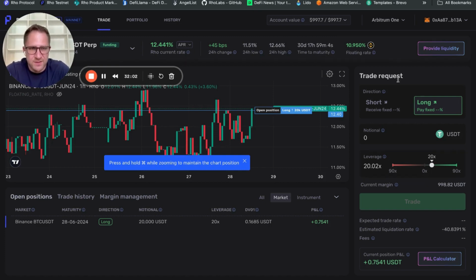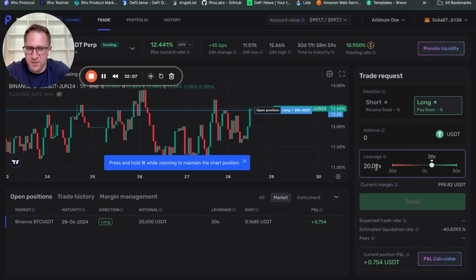The simplest way is basically to go to this trade request form, which, as you can see right now, shows the current shape of the leverage that you have, right? So you're at 20,000 notional, and your current leverage in the position is 20x. That's what your slider shows here.